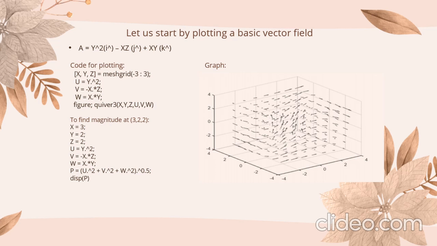And we define u equals y square, which is the function in the direction of i cap. At last, we use the MATLAB inbuilt function to plot the graph, which is figure quiver3, as discussed above by Abhishek. To find the magnitude, we take a point like 3 comma 2 comma 2 and find the magnitude at that point, which is e equals the square root of u square plus v square plus w square. We already defined the values of u, v and w, and we use the display function. It gives us the answer.